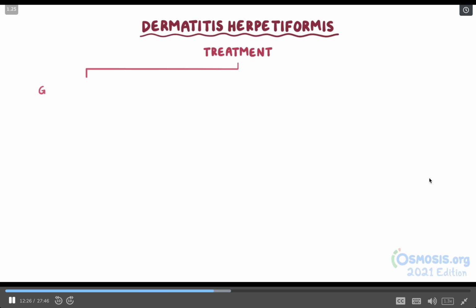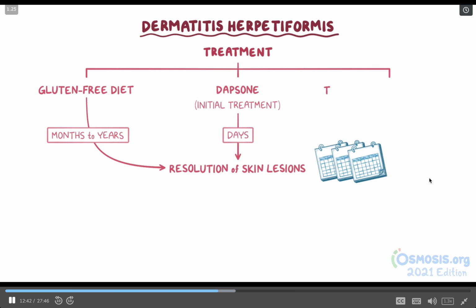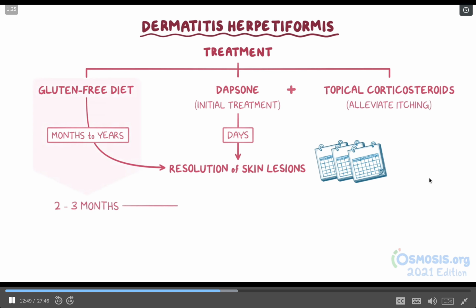The only treatment is a gluten-free diet, which often leads to resolution of these skin lesions over months to years. In addition, dapsone is an effective initial treatment in most people, resulting in the resolution of active skin lesions within days of the start of therapy. Topical corticosteroids may be given in conjunction with dapsone to help alleviate the itching. After 2 to 3 months on a gluten-free diet, the dosage of dapsone is often tapered as tolerated.